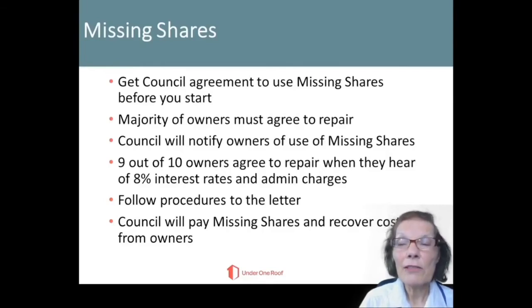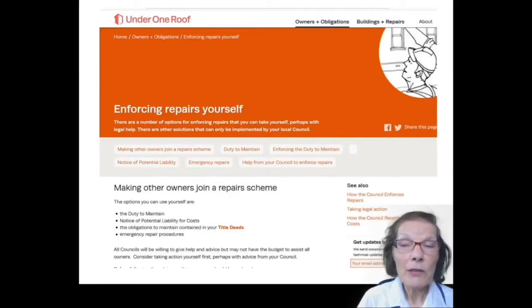So I really do recommend, if you're struggling and you've gone through all those other routes that we've mentioned, try your council for missing shares. It really is very helpful. The page you're looking for on Under One Roof that goes through all of this is Enforcing Repairs Yourself, and that will lead you on to how the council enforces repairs.